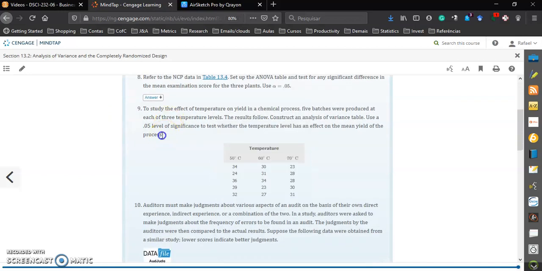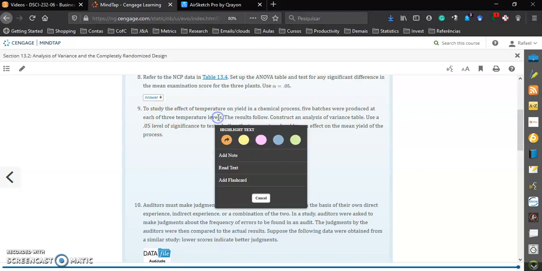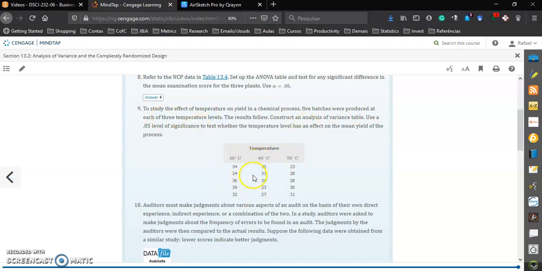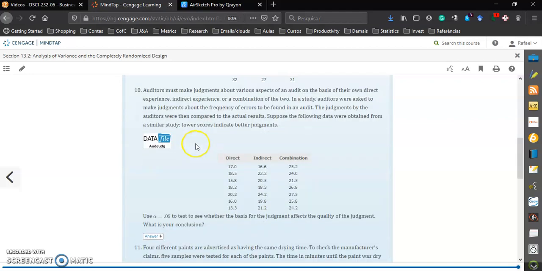Let's take a look at another one. To study the effect of temperature on yield in a chemical process, 5 batches were produced at each of the 3 temperature levels. We have a table here, and I can see that my factor is the variable whose effect I'm analyzing. I want to know if temperature has an effect on yield. So the factor is temperature. The levels are the different temperatures I have, 50, 60, and 70.